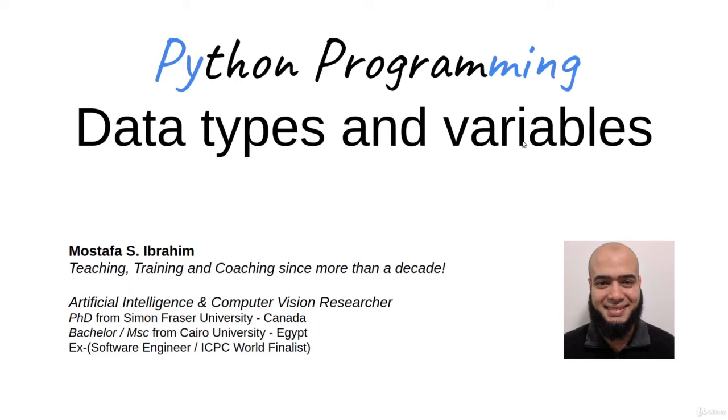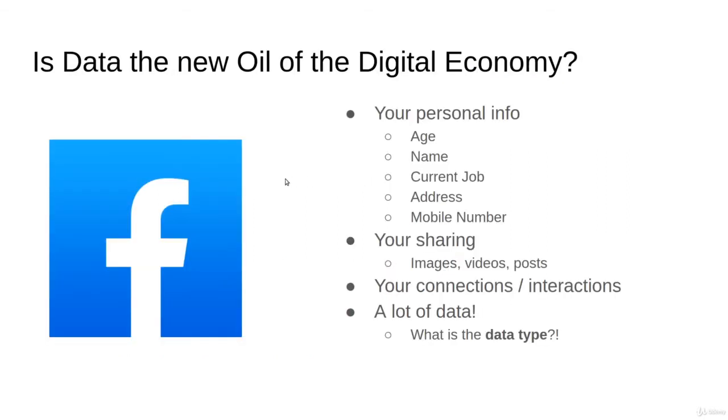Today we will learn about data types and variables, which are fundamental topics in any programming language. Every day we upload a lot of data to the internet. Thinking about Facebook, you upload a lot about yourself, like your age, your name, current job, address, and so on. And we share a lot of data also, and a lot of meaningful information, like the connections and interactions between people. And there are a lot of data like that. But one interesting question is, what is the data type of such information?